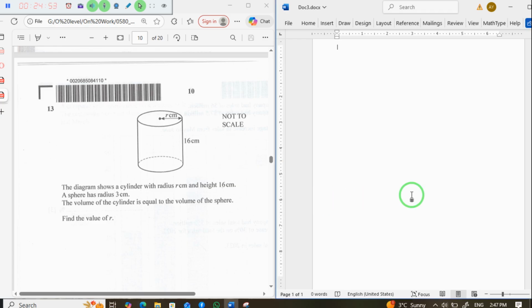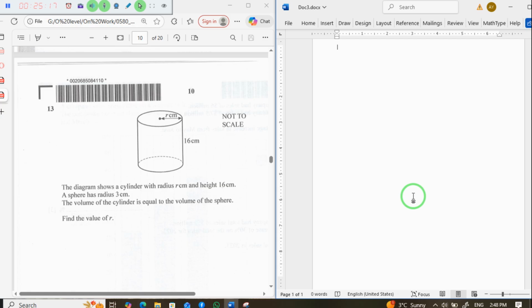Now we start question number 13. The diagram shows a cylinder with radius r centimeters and height 16 centimeters. A sphere has radius 3 centimeters. The volume of the cylinder is equal to the volume of the sphere. Find the value of r.